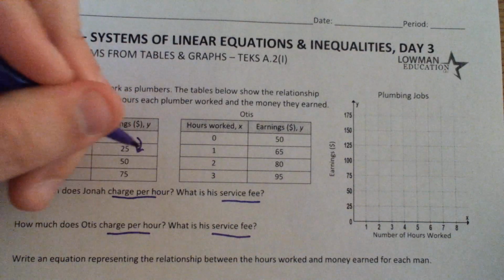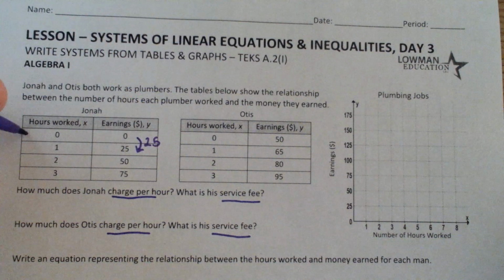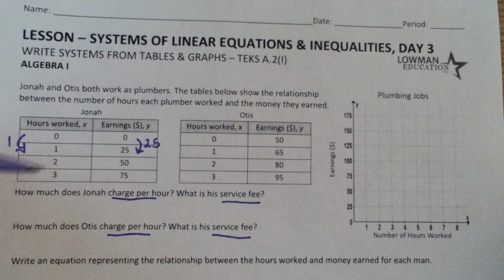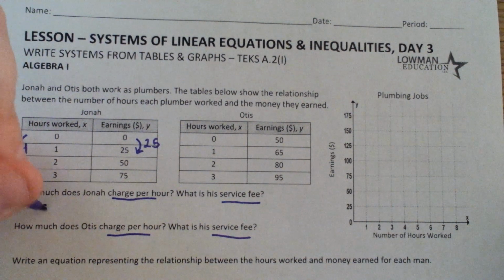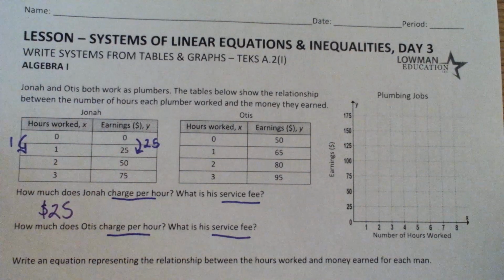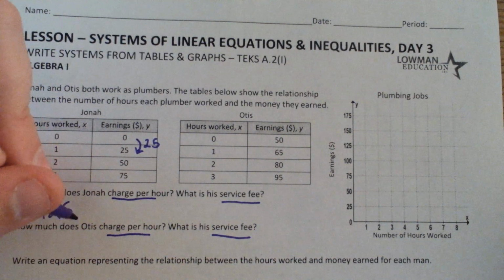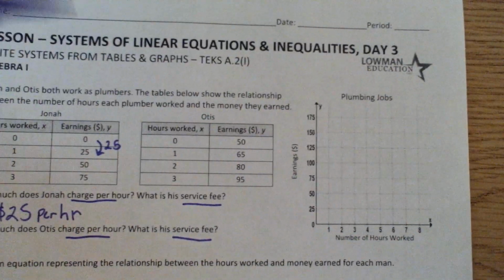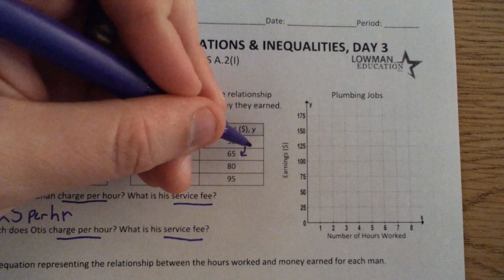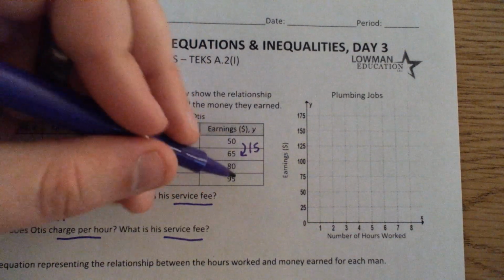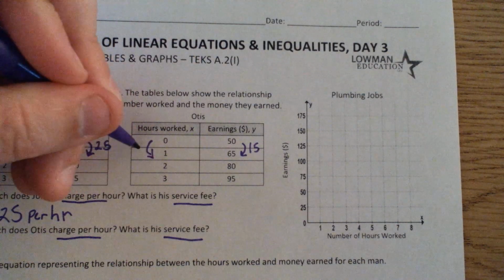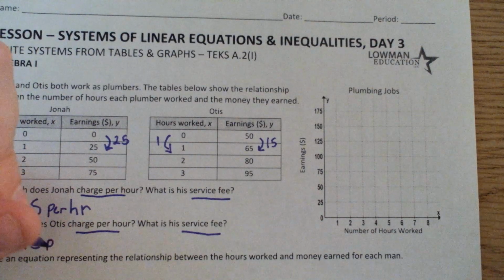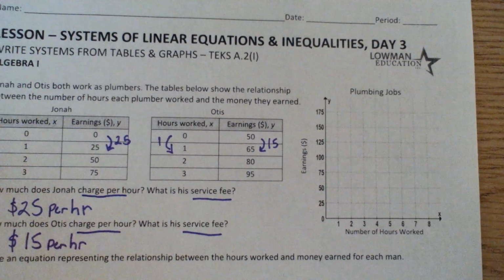So from 0 to 25 would be 25 over 1. And so we'd say for Jonah that's $25, or 25 over 1, so $25 per hour. And then for Otis, from 50 to 65 would be 15, and we could check that on any other one. And from 0 to 1 is 1, so it looks like $15 per hour for Otis.